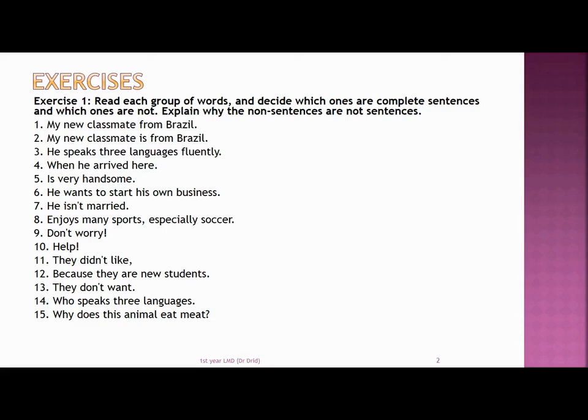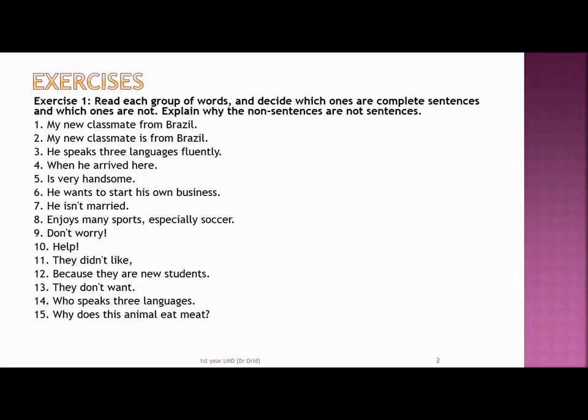My new classmate is from Brazil. The second sentence. My new classmate is from Brazil. The meaning is complete. The verb is. My new classmate is the topic or the theme. Is from Brazil is what we say about the theme. So there is a subject and there is a predicate and the idea is complete. This is a complete sentence. The third one.